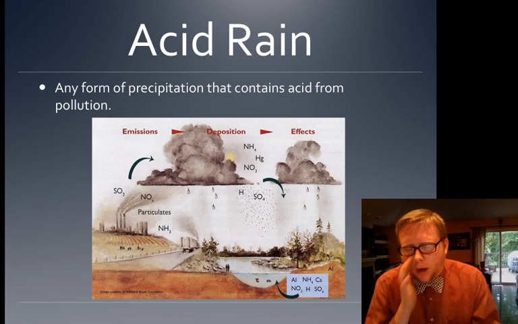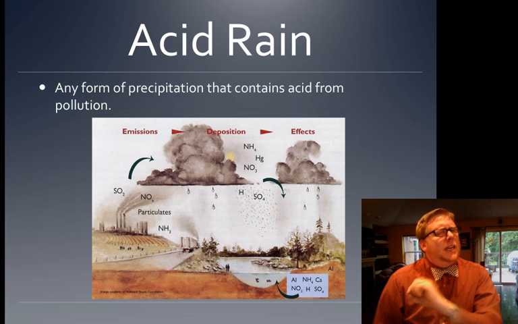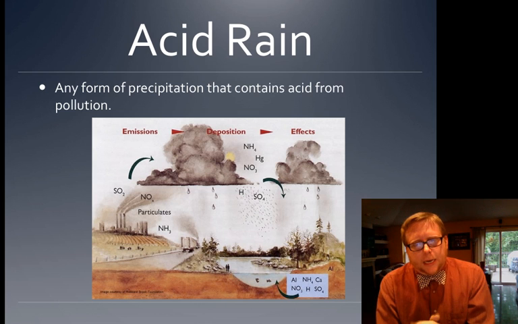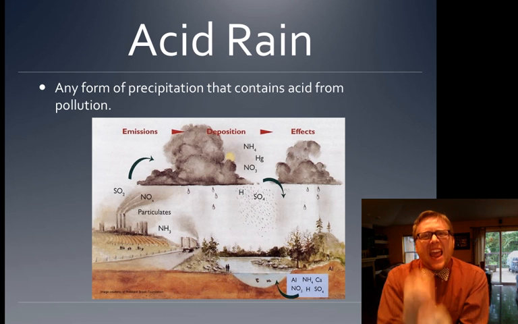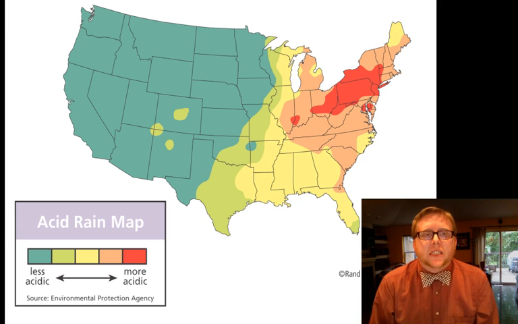No, it's not that strong. In fact, you wouldn't even know it. To be honest with you, most water is just a tiny bit acidic, but this is more acidic. So we have an acid inside the rain. This is really common in different places of the United States.